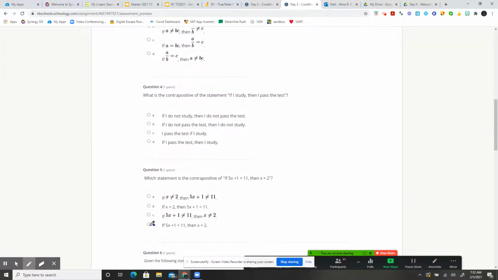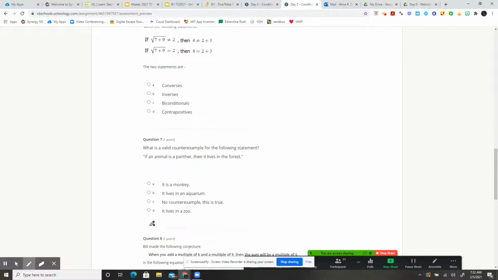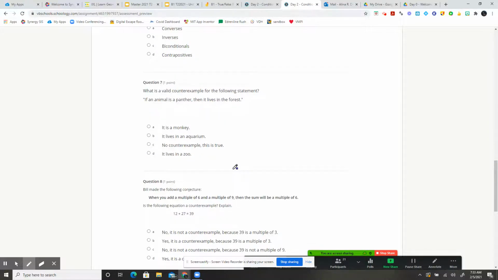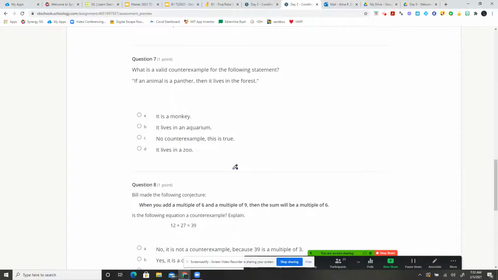So if there are other ones that we want to go over, I'm happy to do that. But 7, 8, and 10 seem to be the ones that people miss the most. So if I'm looking for a counterexample, really what I want is a counter conclusion. I want an animal that's a panther, but I want it to live somewhere other than the forest, right?